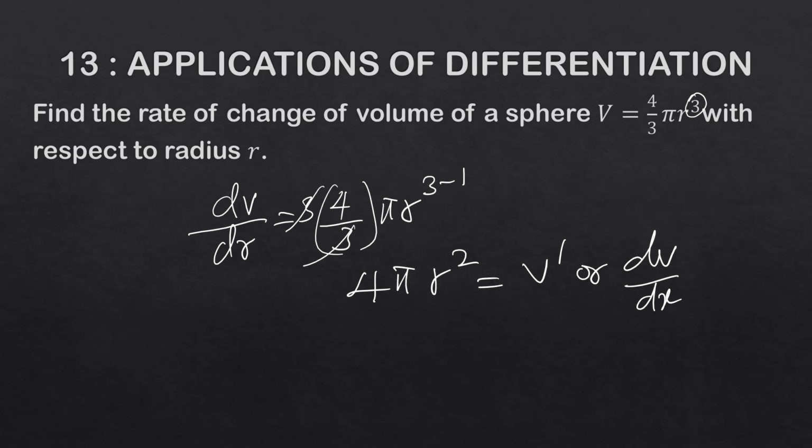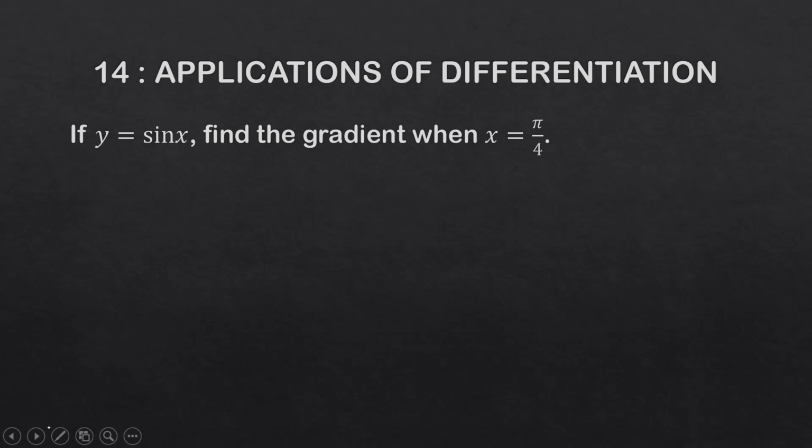All right. So the answer is total surface area of a sphere. If you differentiate the volume of a sphere, you have its total surface area. So the next question is going to be number 14, and this is trigonometric.